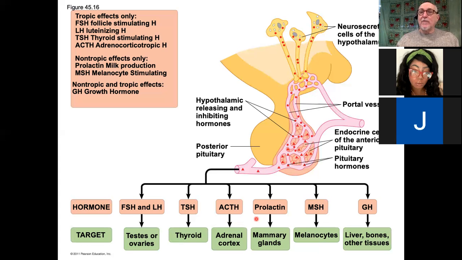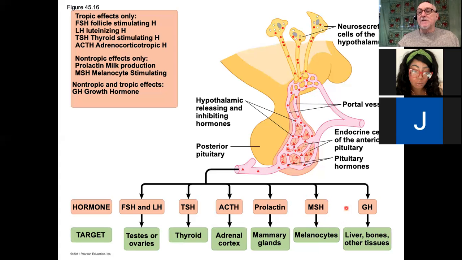The next one you've heard of already. We discussed it, and that is prolactin, sometimes abbreviated PRL. The next one we're not going to discuss in any detail is melanocyte stimulating hormone, and its functions are rather obscure. We're not going to discuss it.